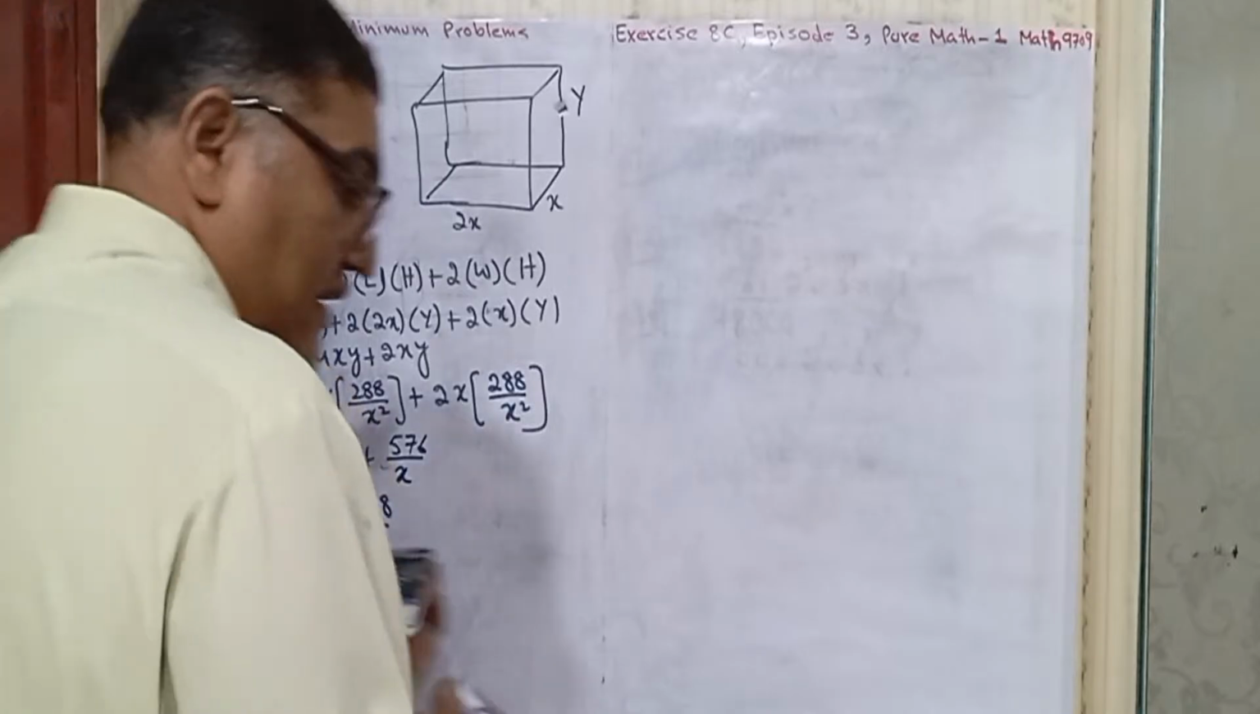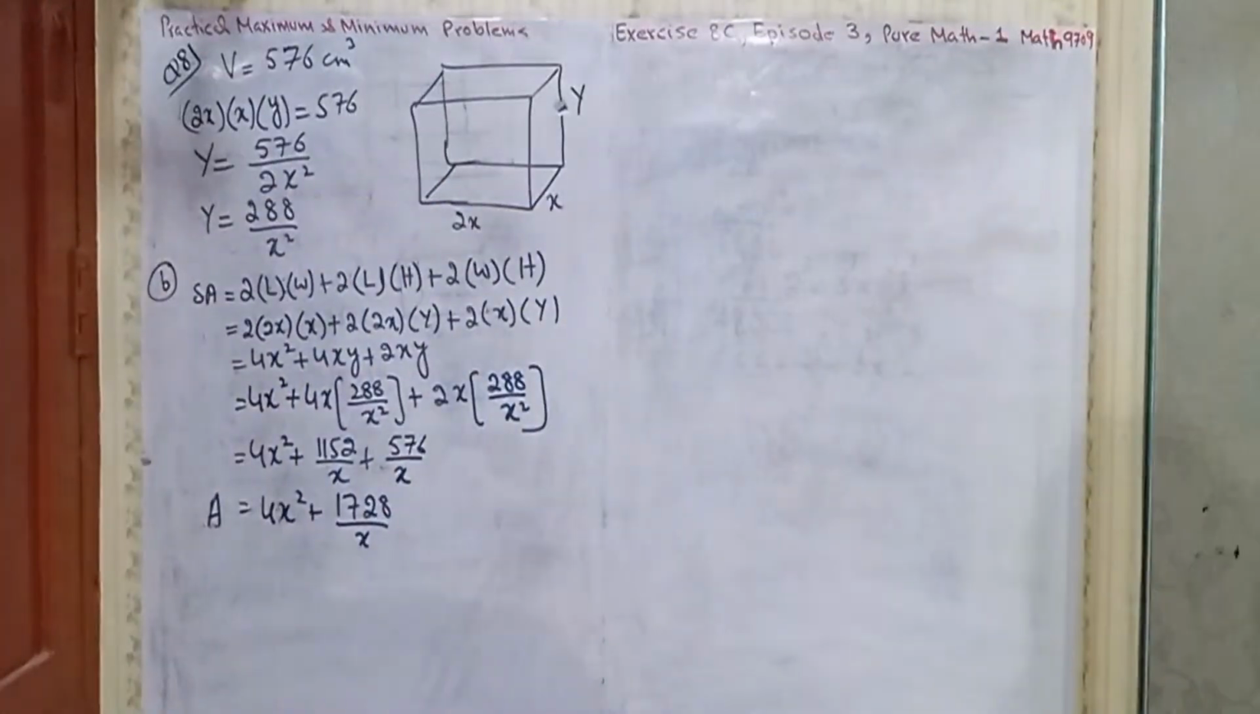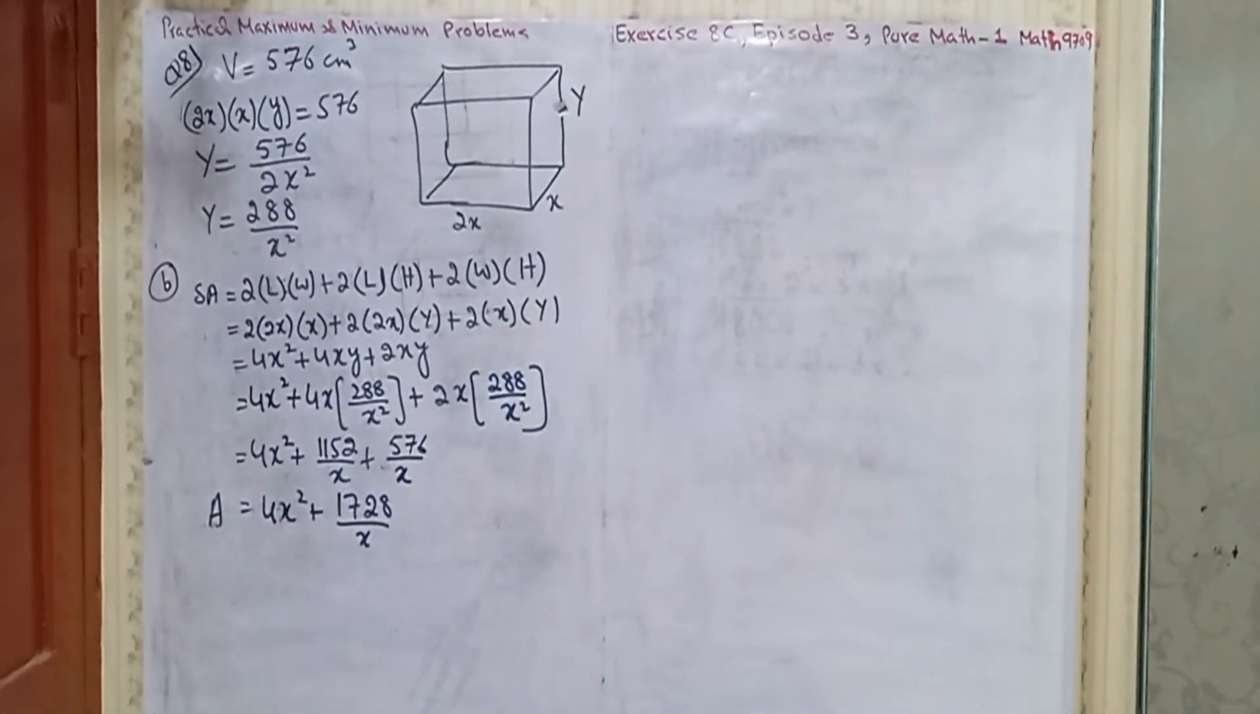So the area is equal to 4x square plus 1728 divided by x. So this was supposed to be shown, and we have shown it. That was the b part.